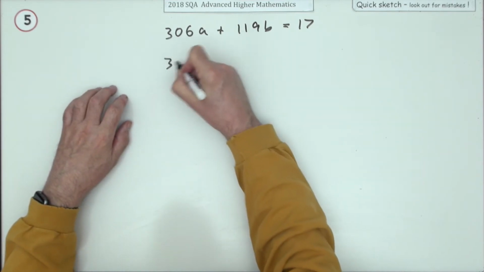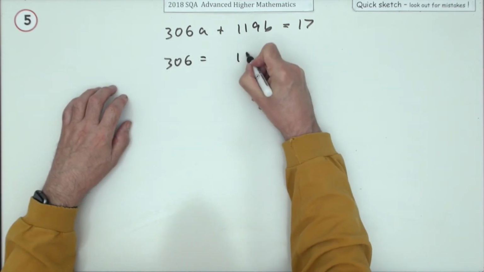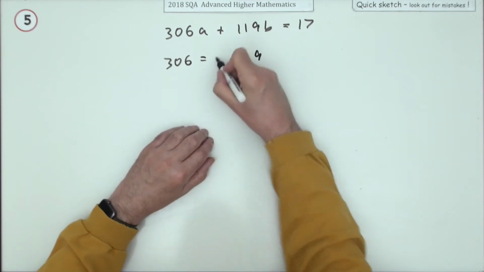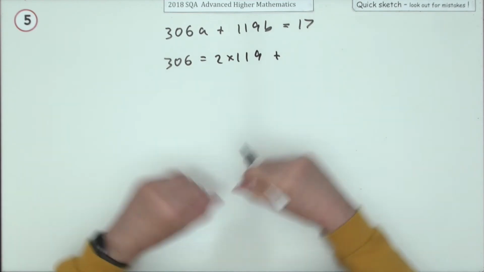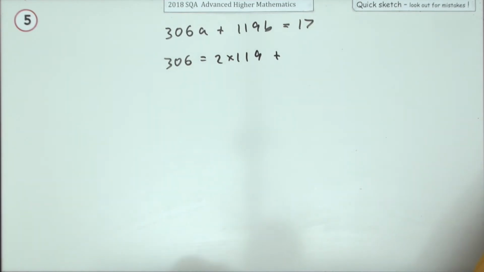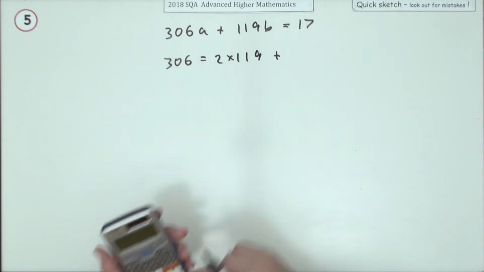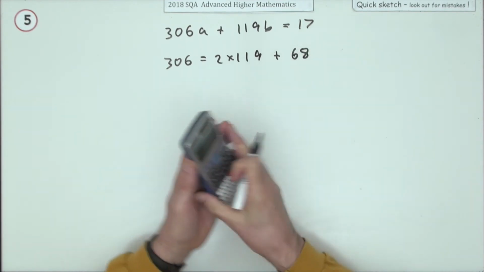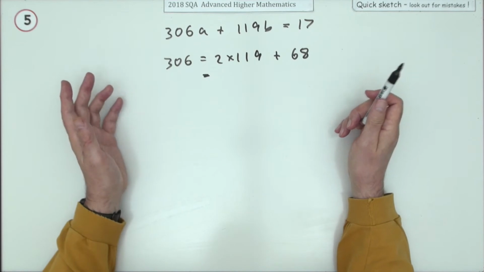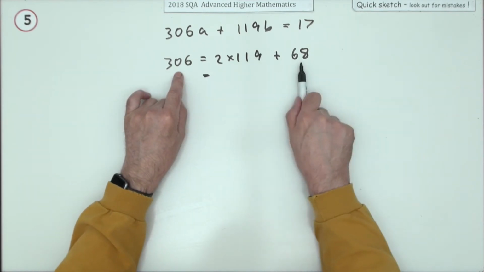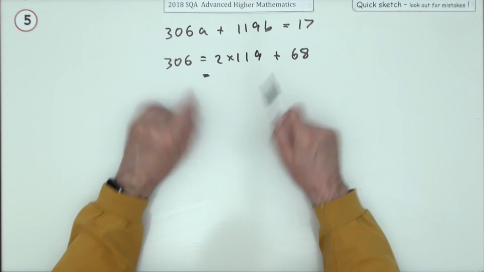Well, you'd start off. 306 equals, right, how many 119s go into it? Well, that's 2 times 119, plus, now, what's left over? Just use your calculator. And when you do that, you get 68. So that means now, whatever divides these must also divide that 68. That's the way integers work.